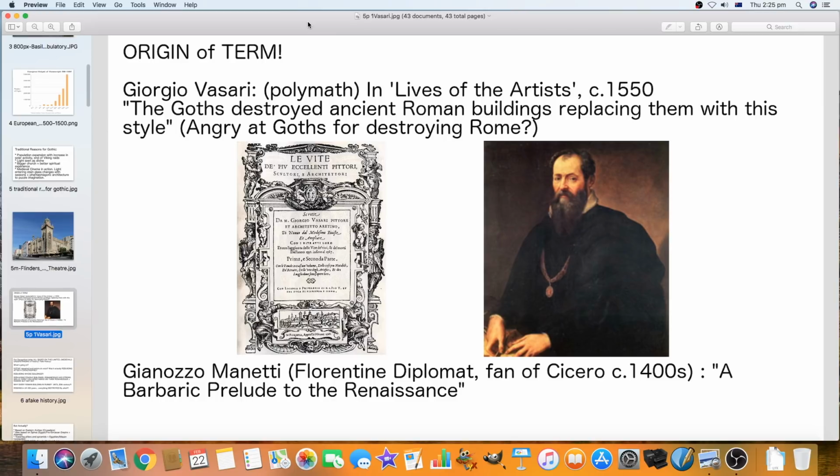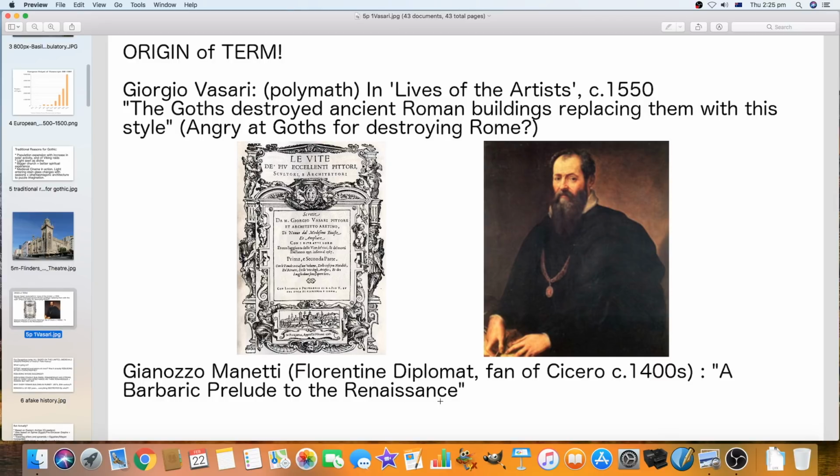The origin of the term. It was Giorgio Vasari, a polymath. He was an architect, an artist. Look, he painted himself. And he made this excellent book on the lives of the excellent architects and artists and sculptors. And he said the Goths destroyed ancient Roman buildings, replacing them with this style. And it was another guy, Gianozzo Manetti, a Florentine diplomat, who said the Gothic style was the barbaric prelude to the Renaissance.